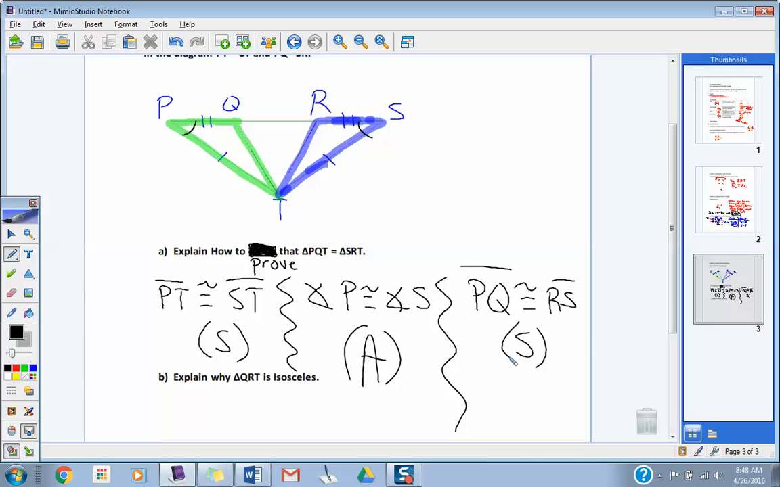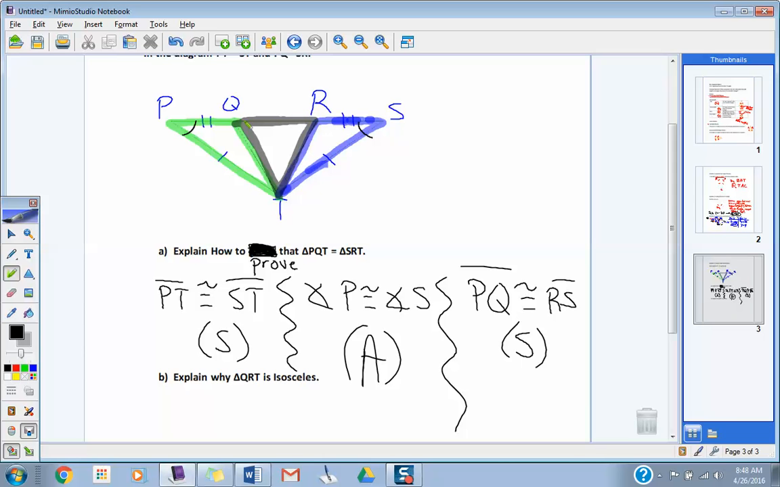You've just shown by, what's this theorem called again? Side angle side congruency theorem. The triangle PQT is congruent to triangle SRT. Okay, so the two triangles are the same. So the question becomes, why now is this triangle that's left in the middle, maybe right here, why is this triangle in the middle isosceles now, guys?